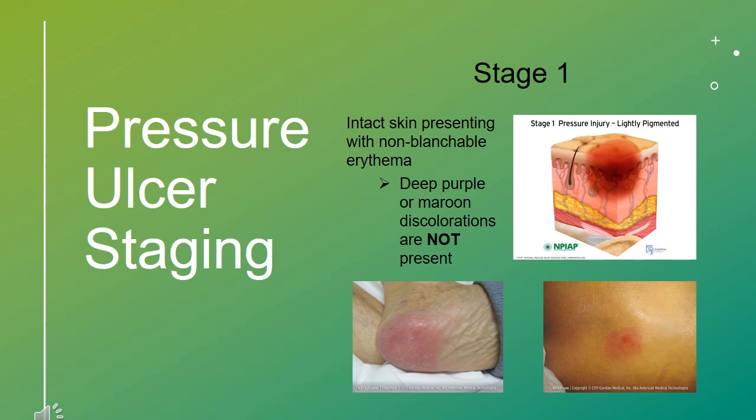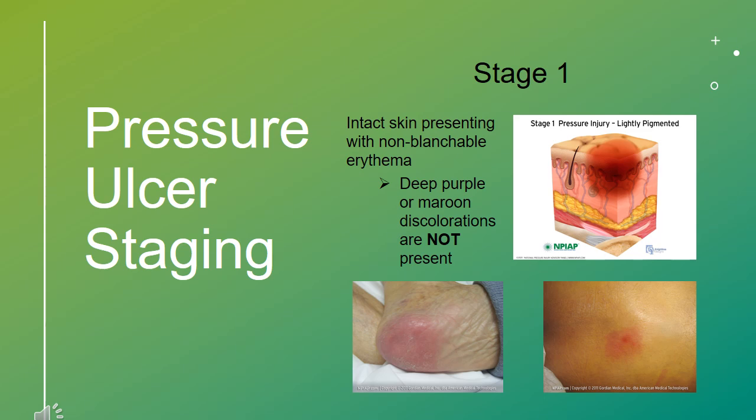A Stage 1 pressure injury consists of intact skin with the presence of non-blanchable erythema. These wounds do not have purple or maroon discoloration, but may present in a light pink to red color. To check for blanching, lightly apply pressure on the skin with your finger, release the pressure, and if the skin turns to a lighter color, then returns to original color, it is blanchable.